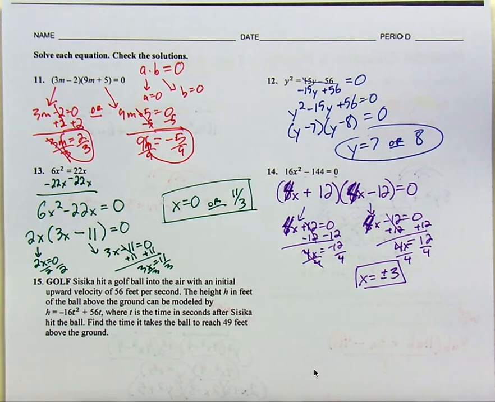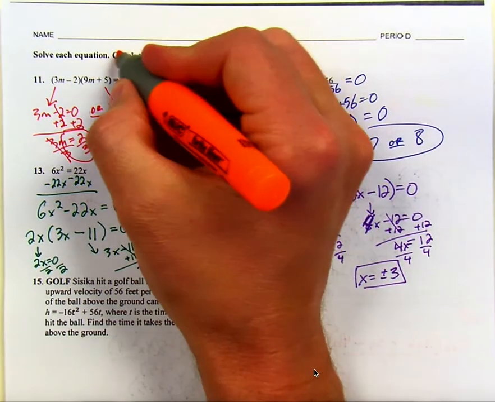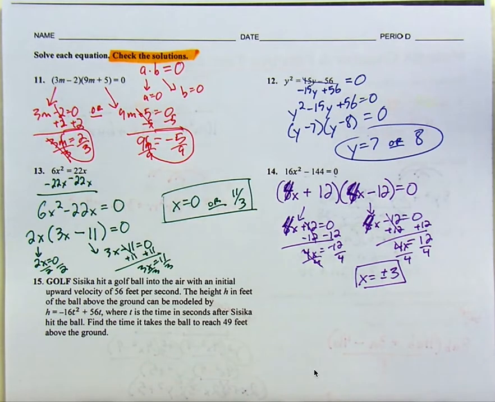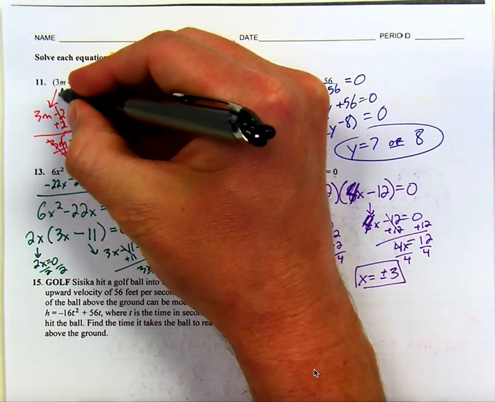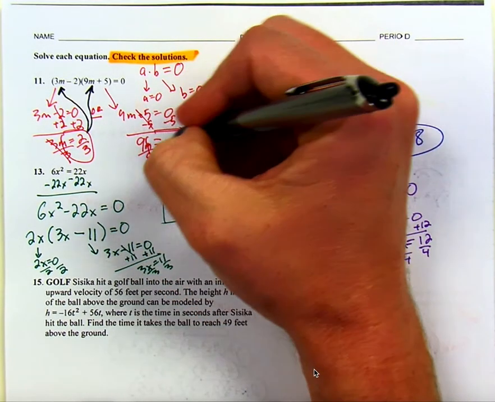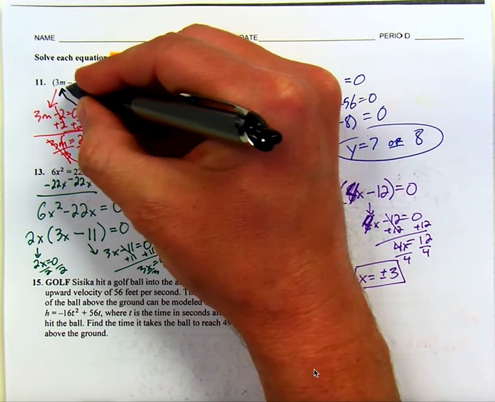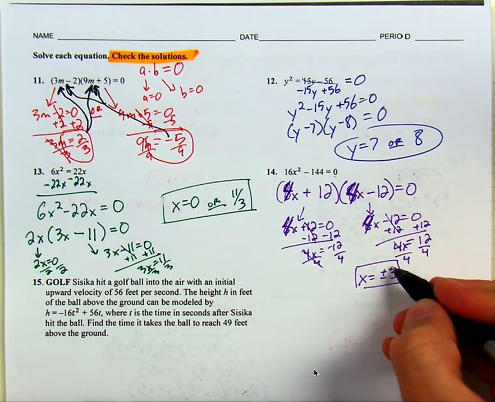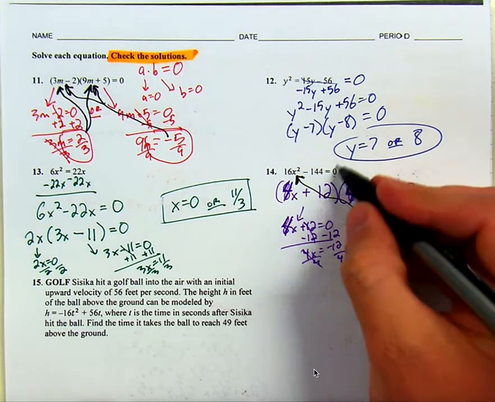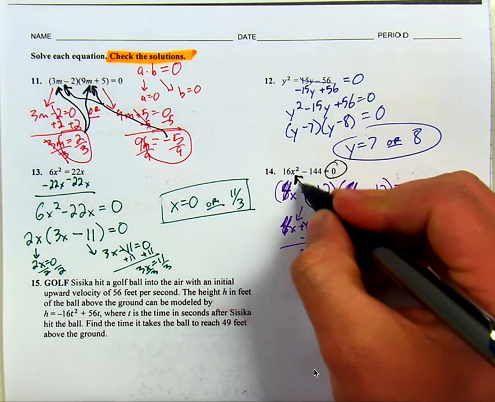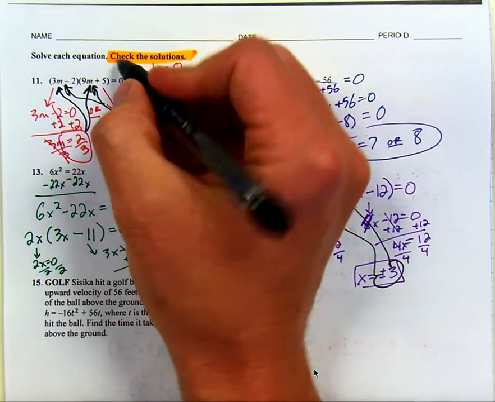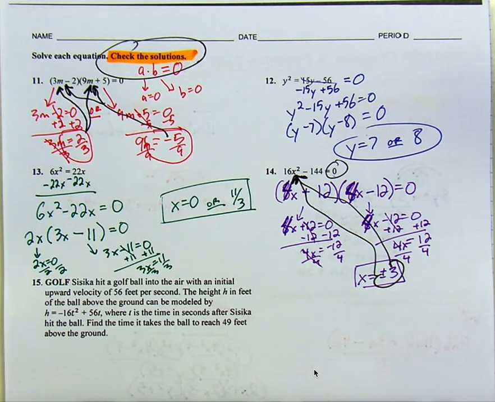One last little note on 11, 12, 13, and 14. If you have time when you're taking the actual Chapter 8 test, don't forget, whenever you're solving an equation, you can always check your solutions. How do you check your solutions? Take 2/3 and plug it back in here and here, or take negative 5/9 and plug it back in here, or take positive 3, plug it in here to see if it gives you 0, take negative 3, plug it in here to see if it gives you 0. You can always check your solutions to know if you got it right or wrong. And then if it didn't come out right, you can fix it.